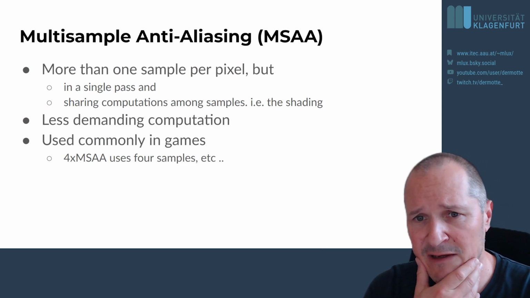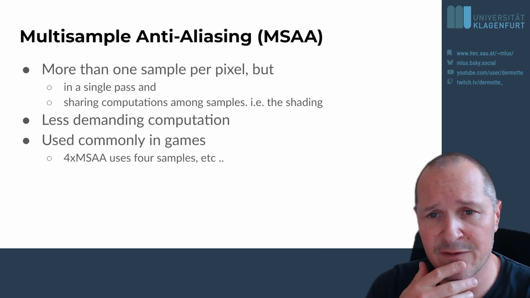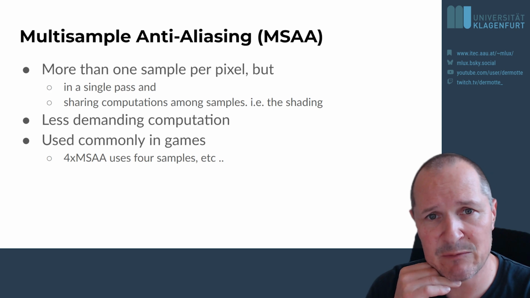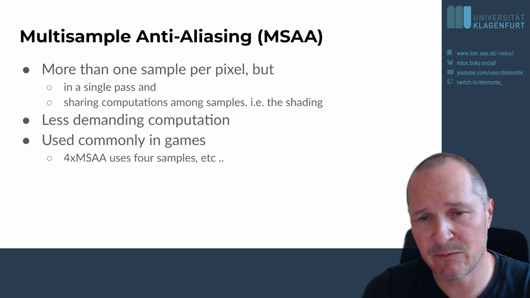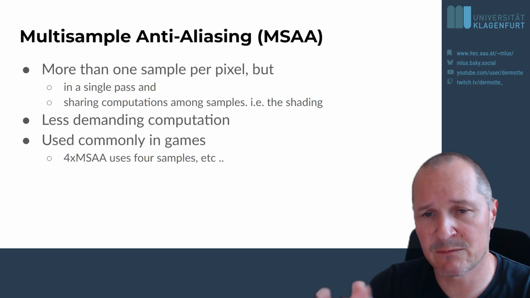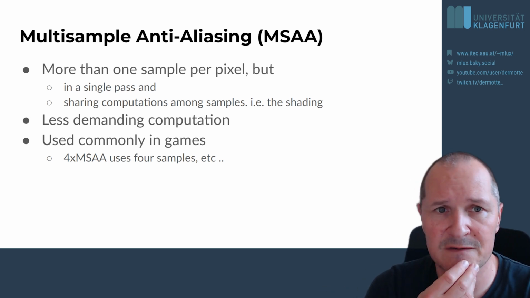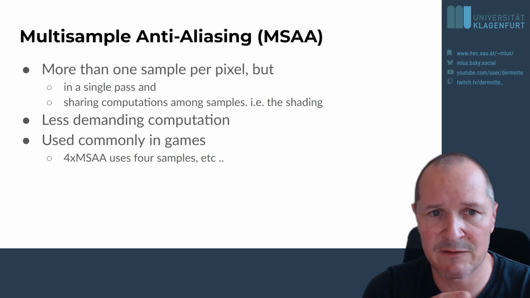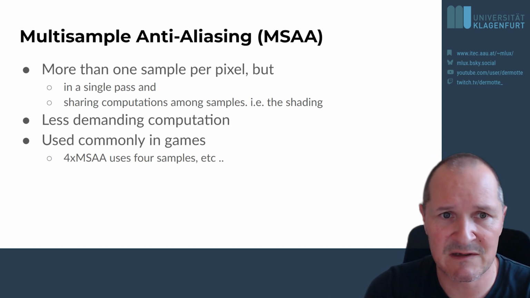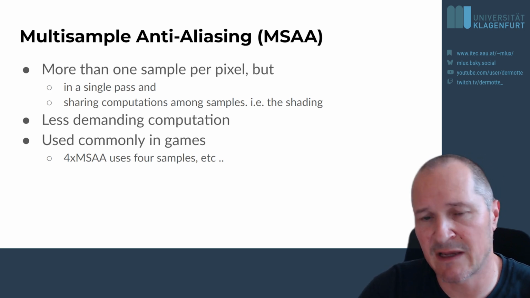So MSAA, you might read that in several config options, is more than 1 sample per pixel, but in a single pass, and sharing the computations among samples, where you also take out the borders. It's less demanding computation, and the number in front of it gives you the number of samples, like 4 times MSAA uses 4 samples.